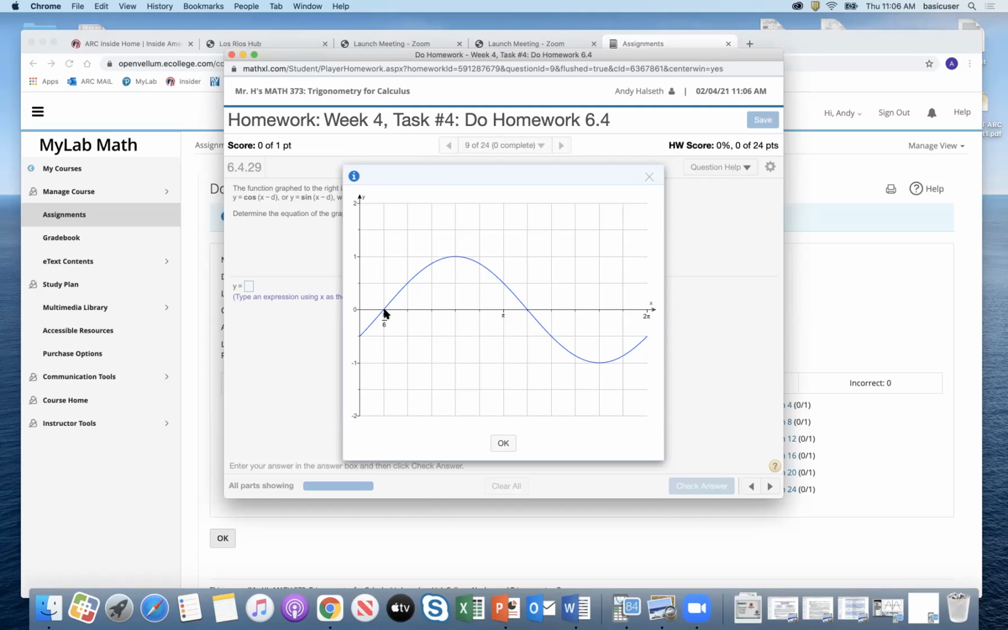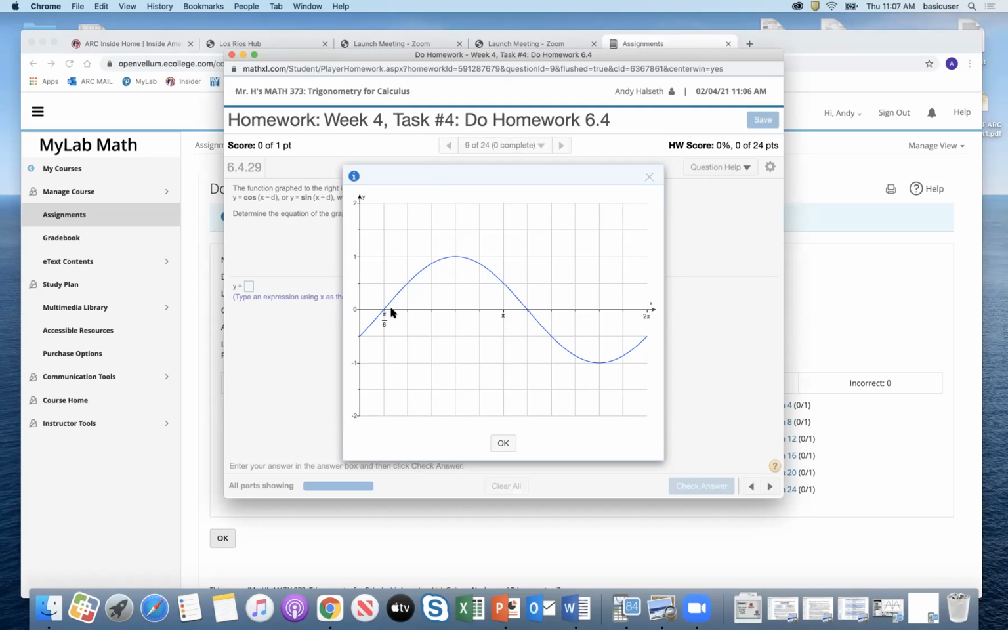Things I'm looking for are, what is the period? What is the amplitude? What's the phase shift? Is there a vertical shift? Those are the 4 key features that I'll need to create my equation. So I'll just talk them through now, and then I can start writing them down in a minute.